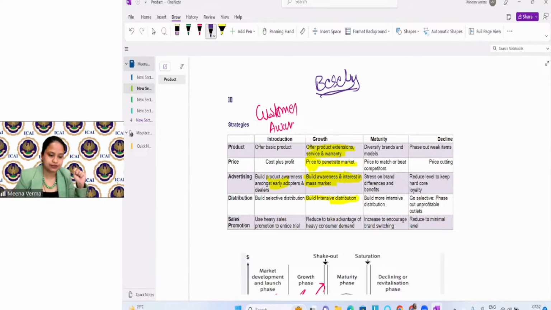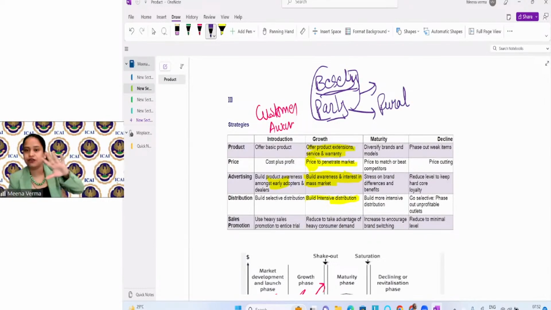Then what else? Parle also has a very good distribution network. Parle and Bisleri, by the way, actually originated from the same company. You can see, even if you go to a rural area, you will find Parle G. You will go anywhere in India, small villages, urban cities, metropolitan cities, everywhere you will find Parle G. Means that the distribution network is very strong.